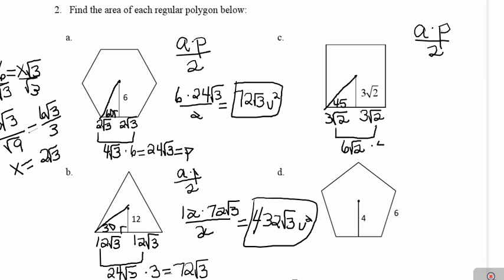To find the perimeter, I'm going to multiply by 4 since there are 4 sides. So the perimeter of my square is equal to 24 square root 2. The apothem is 3 square root 2 times the perimeter, which is 24 square root 2. And then I'm going to divide that by 2.